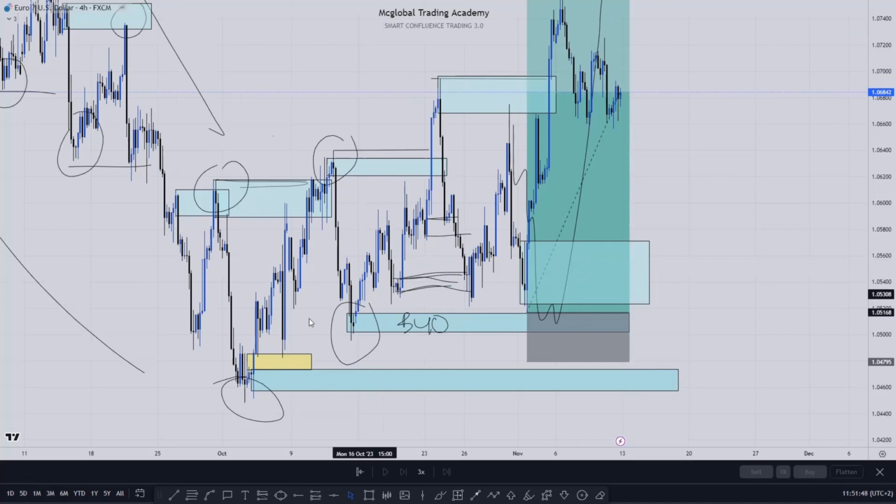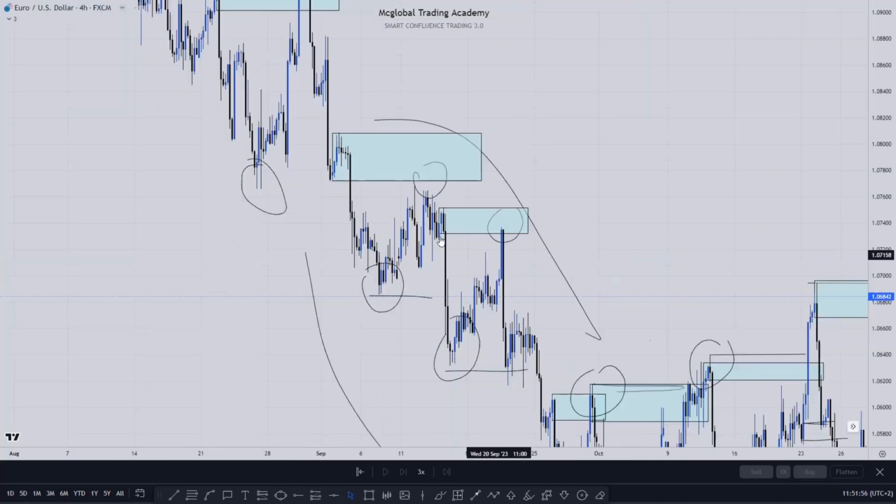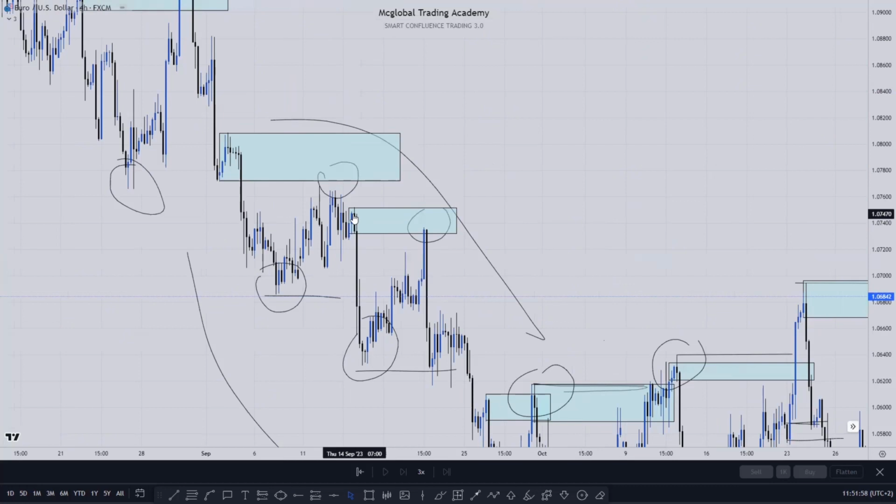So once you understand that the last bearish candle before the bullish movement up is my bullish order block. Bearish order block, my last bullish candle before the bearish move down.